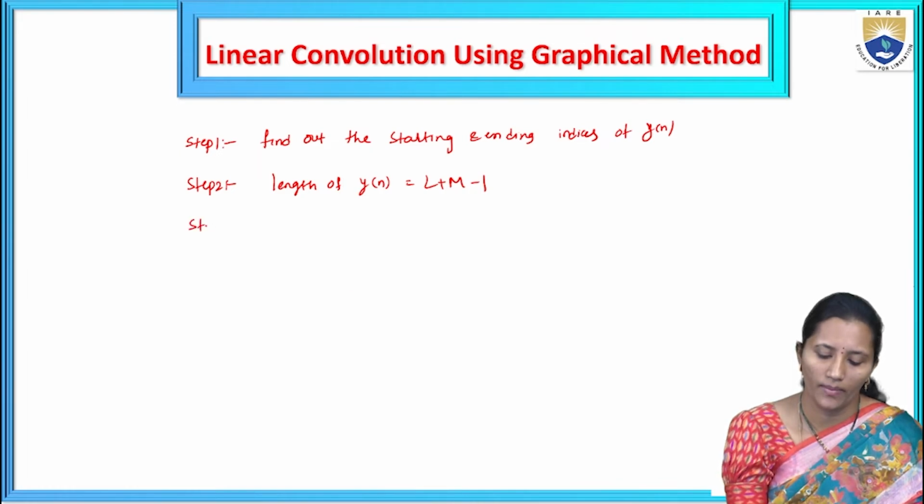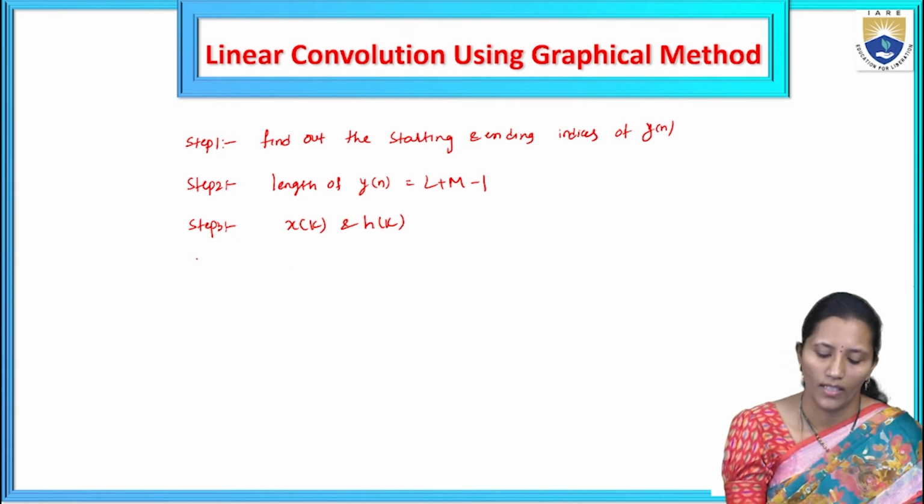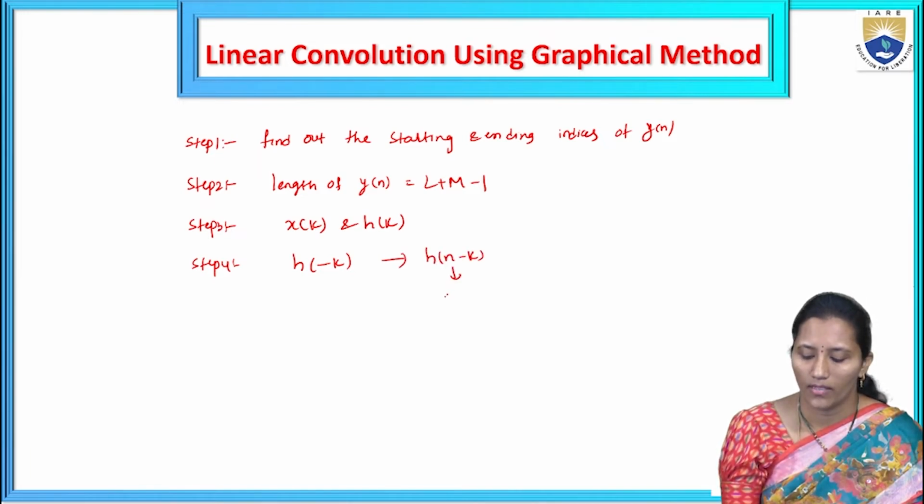In step 3, represent both sequences in the index k. So represent both sequences in terms of k: x of k and h of k. In step 4, fold the sequence h of k, you will get h of minus k, and find out h of n minus k. If n is positive, shift to the right side.